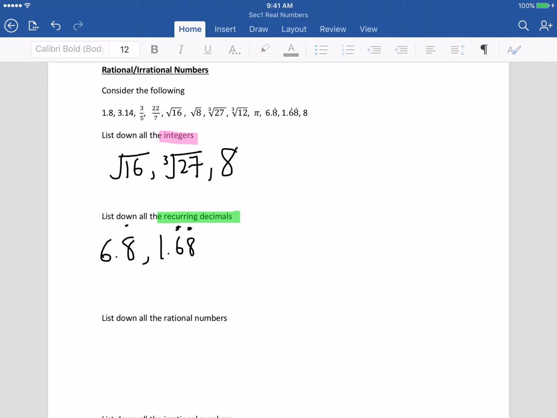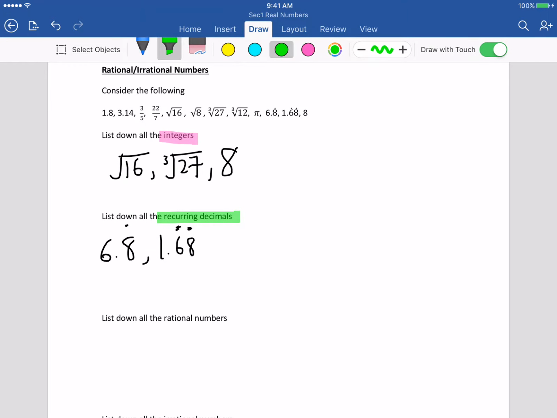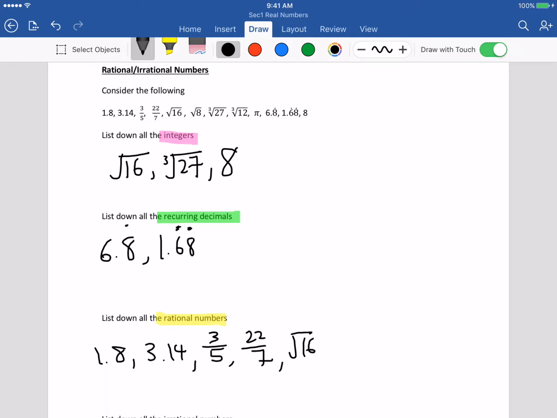Next one, list out all the rational values. Rational values means the number can be put in terms of a ratio. It can be all decimals, all decimals that are recurring: 1.8, 3.14. That goes the same for fractions like 22/7. Square root of 16 as well, because square root of 16 is 4, and 4 is actually 4/1. Square root of 8, I don't think it's a rational value. Square root of 8, no, it's not. Okay, next one, cube root of 27.